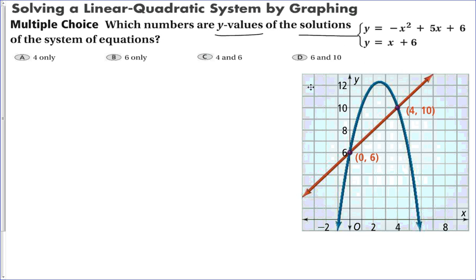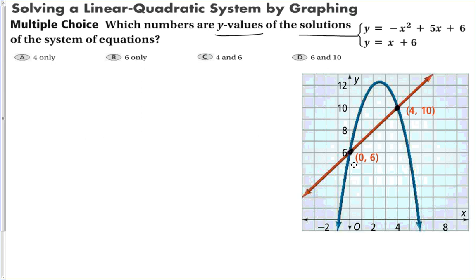Now, when you graph a system like this, it's real easy to figure out your solutions because when you have a linear equation going through a quadratic, your solutions are simply where the line and the quadratic cross. So that's all you're looking for. You just look for where they cross, and those are your solutions. So it wants to know what are the y values to these solutions?